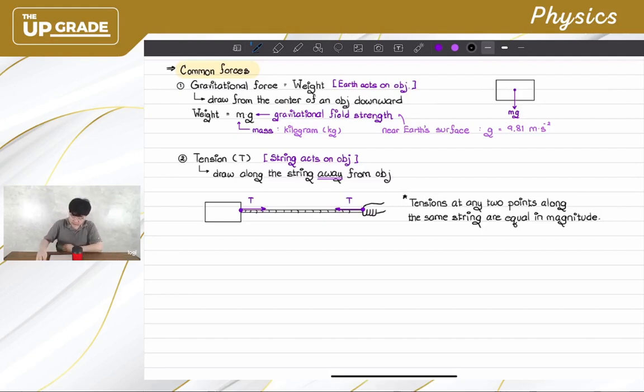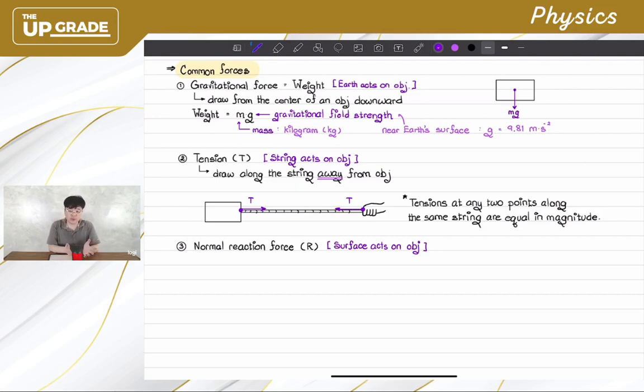Now, the third one is called the normal reaction force. We use a capital R as its symbol. A normal reaction force is the force that a surface exerts on an object. What surface? The answer is any surface that the object is in contact with.